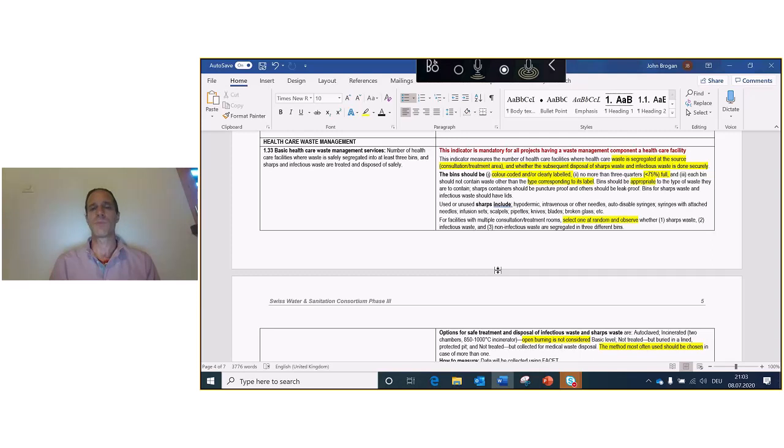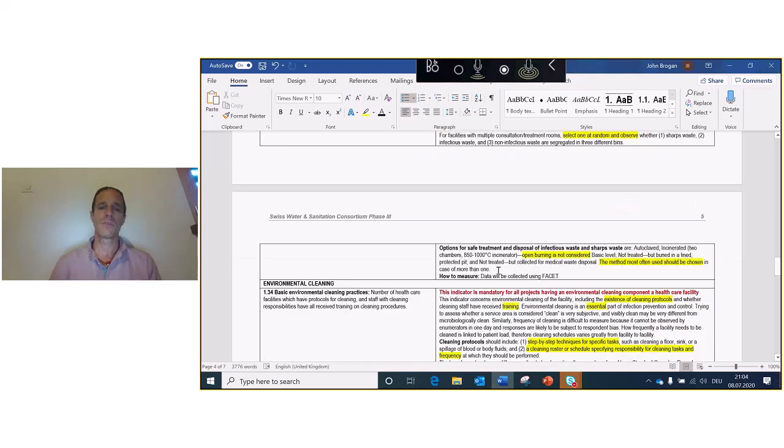Now, in some places for sharps waste, they do have specific containers which are puncture-proof, but any disposal of sharps waste, if it's not in a specific container which is dedicated for safe disposal of the sharps, should make sure that it is puncture-proof. And bins should be appropriate to the type of waste that they're containing. In the event that you have multiple places of treatment and points of care, you can select one at random and observe the situation.